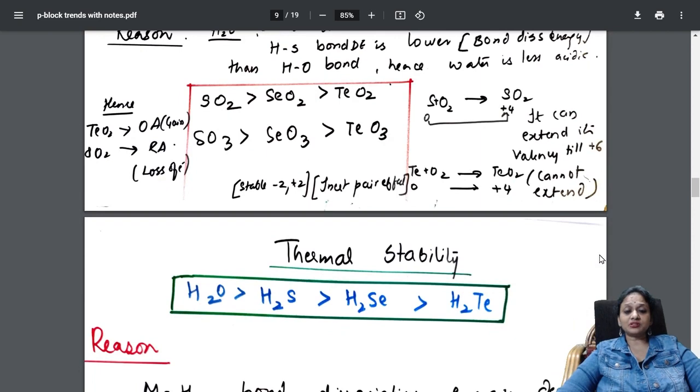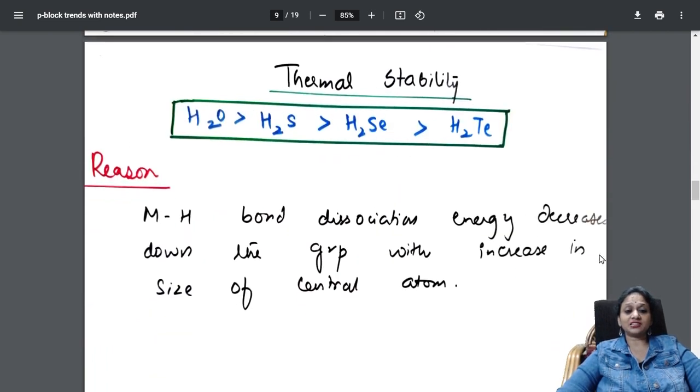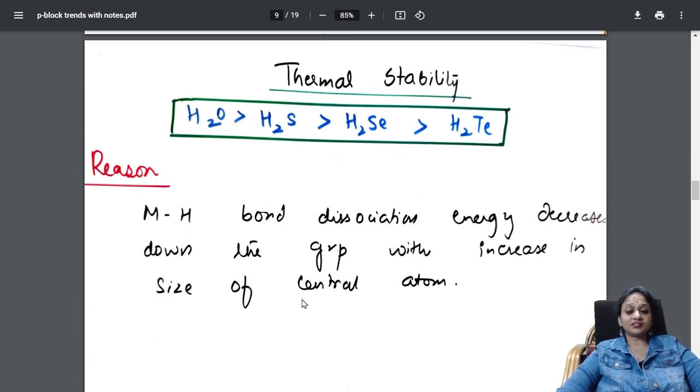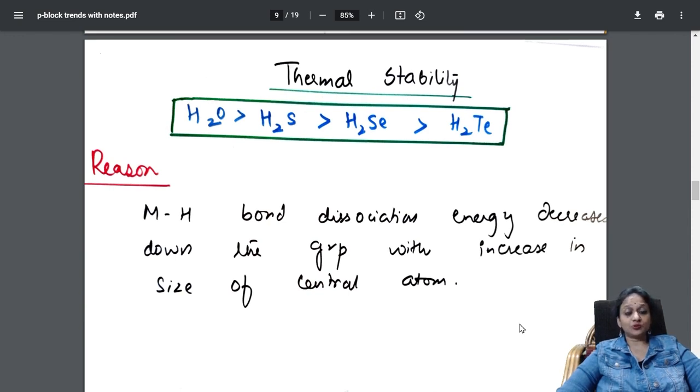Slowly I have come to a trend, that is thermal stability. Order also is mentioned here, reason also is mentioned here. Yes, so please note it, students, very important, thermal stability, what happens when I go down the group.